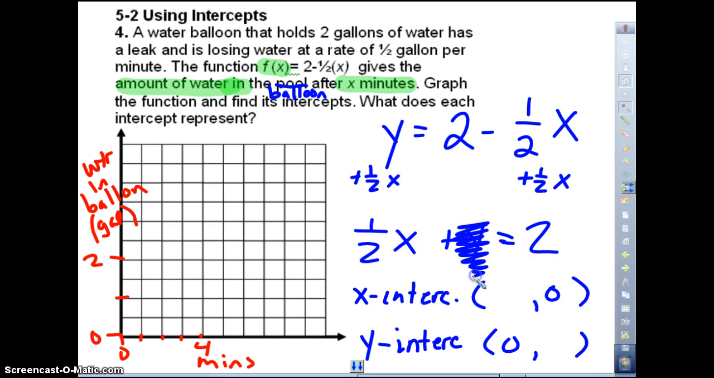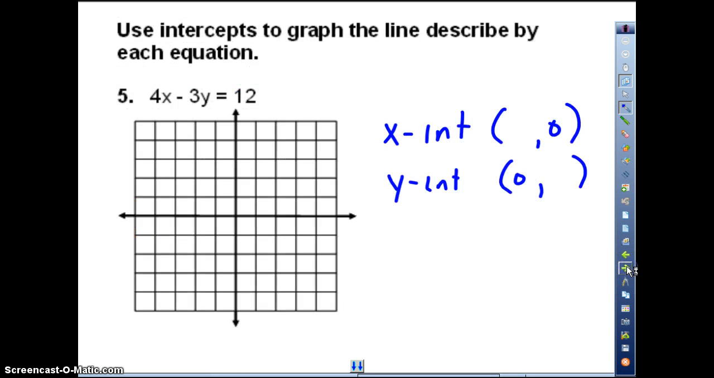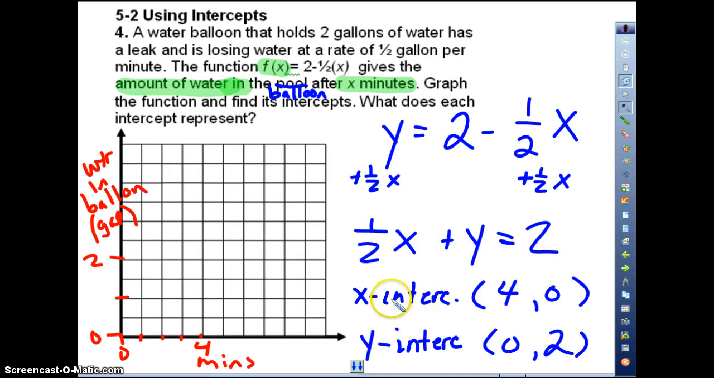That goes away. 1/2 of what number gives you 2? 4. Yeah. So this has got to be 4. Let's find our y-intercept. Let's put in an x of 0 and cover that up. Our y-intercept is what? 2, yeah. Because it takes 4 minutes to drain 2 gallons out of the balloon. Well, you're ahead of me. Let me graph this first. Okay, so my x-intercept is 4, 0. My y-intercept is 0, 2.